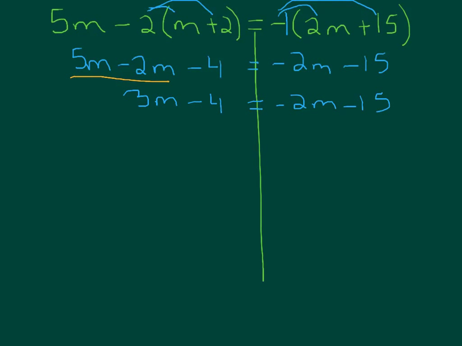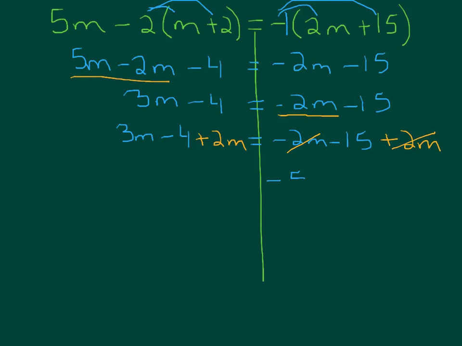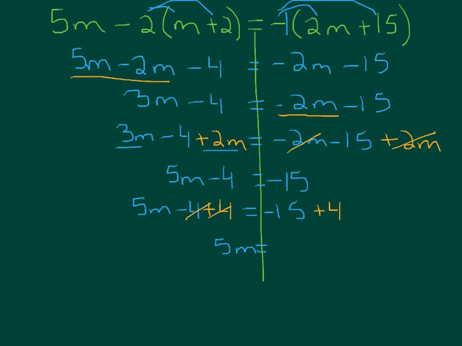Let's get our variables onto one side. So I'm going to add 2m to both sides. So the 2m's cancel on the right, and I'm left with a negative 15 on the right. And on the left, 3m plus 2m is 5m, and then a minus 4 left over. Now I'm to a two-step equation, so I can add 4 to both sides. So here they cancel, and I'm left with 5m equals negative 11.